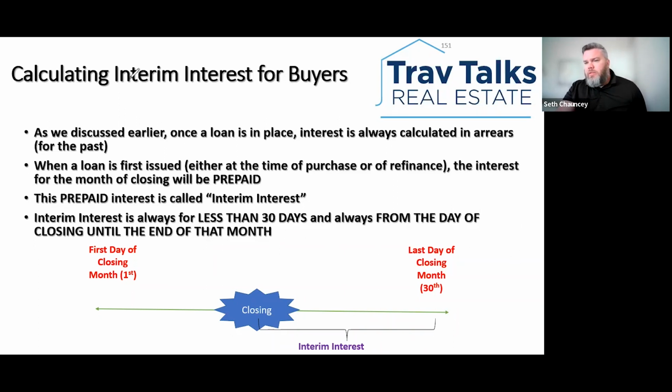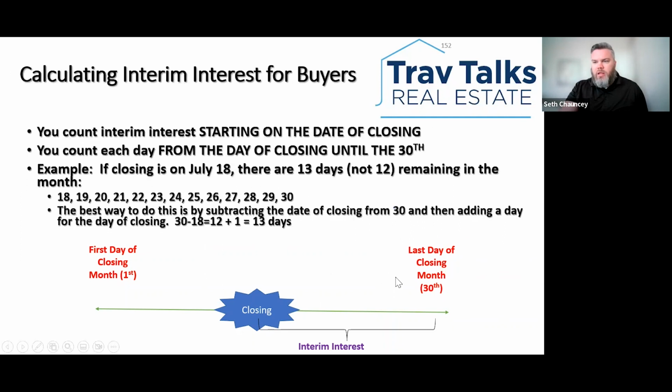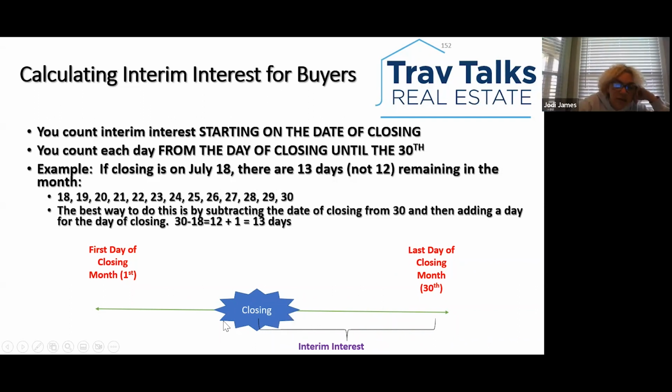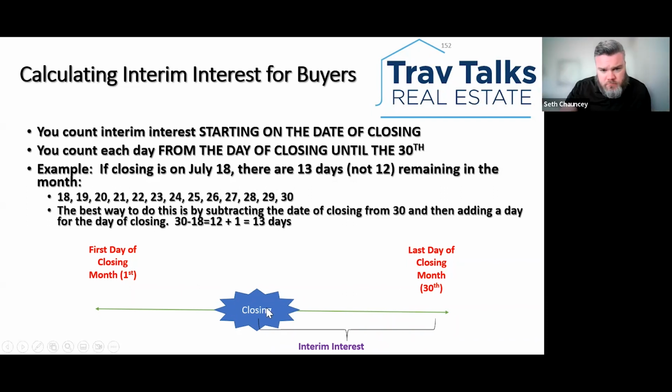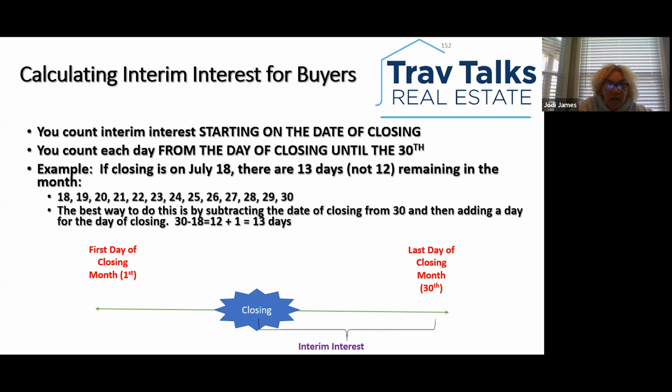So remember how this works. 30 days minus the day of closing plus 1 to calculate the buyer's days that they're responsible for. Okay. Interim interest called prepaid interest. And so it always just stays in that month. Excuse me, Seth. Yeah, if you close on February 28th and you're a buyer, you have to pay 3 days of interest. Say that one more time. If you're a buyer and the closing is on February 28th, do you have to pay 3 days of interest?